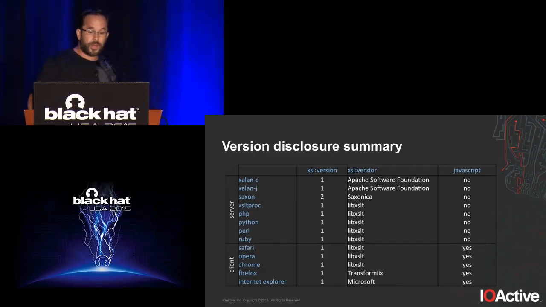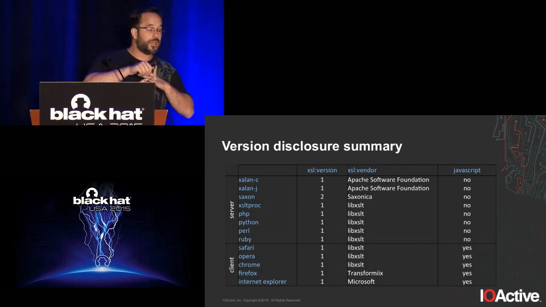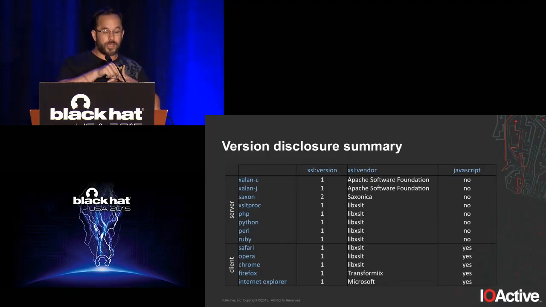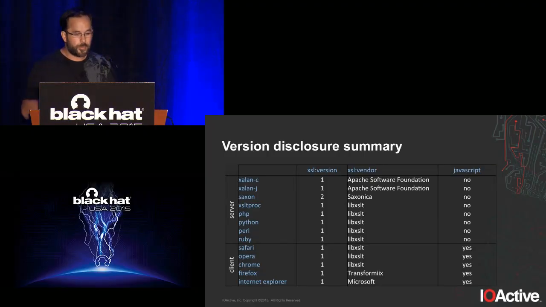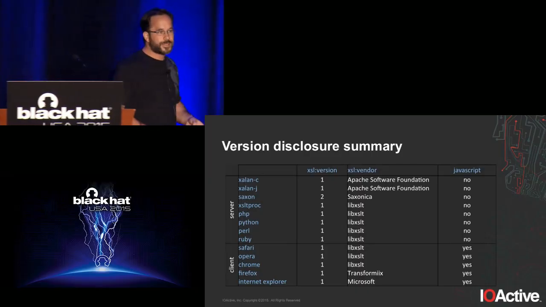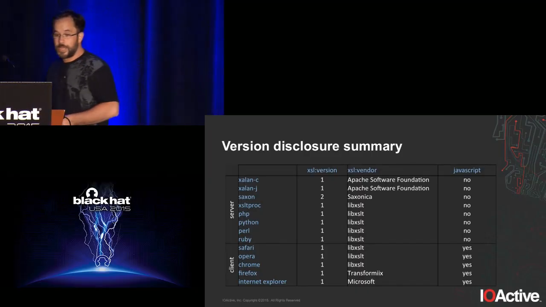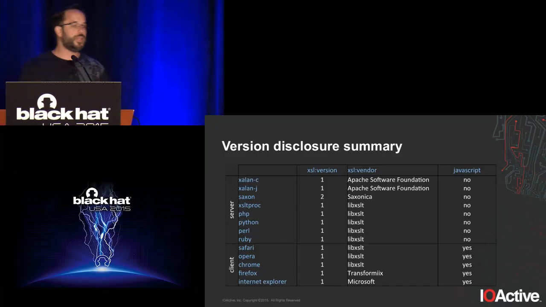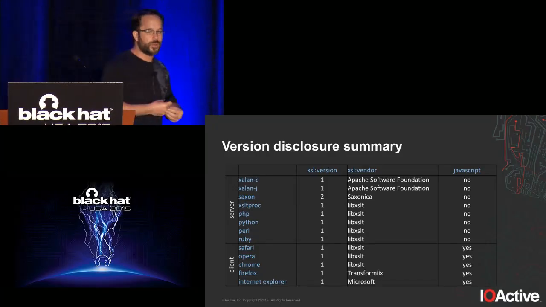We can see here that the first column shows the names of the different implementations. We have Xalan C, Xalan J, a C implementation and a Java implementation, Saxon, xsltproc, that's the standalone parser for the libxslt implementation, PHP, Python, Perl, Ruby, Safari, Opera, Chrome, Firefox, and Internet Explorer. All of them are using XSLT v1, except for Saxon, which natively uses XSLT v2, even though it supports XSLT v1.